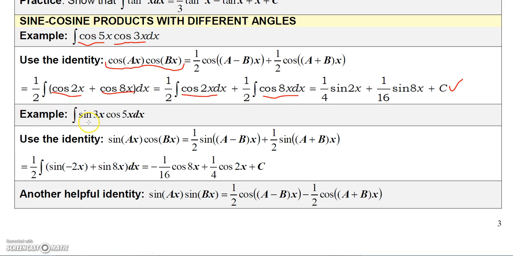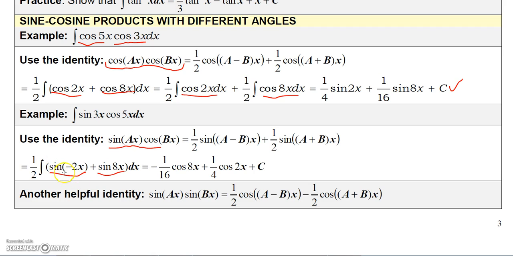Okay. Now on this one, it's just a similar identity. Here you have sine 3x cosine 5x, so you use the identity sine ax cosine bx, and you can see I've written out the identity there for you. And so to integrate, you have to rewrite this. So sine of 3x times cosine 5x would be sine of 3x minus 5x, which would be sine of minus 2x. And then sine of 3 plus 5x would be sine of 8x. Of course, the 1/2 I moved outside of the integral on both of these.